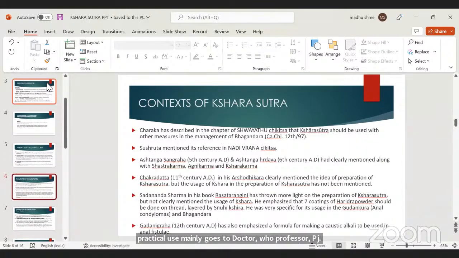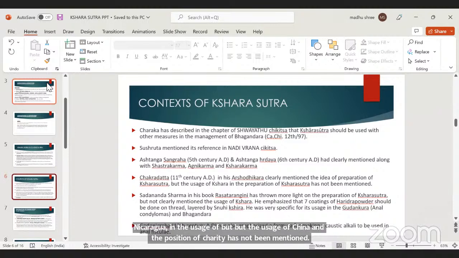Context of Kshara Sutra. In Charaka Samhita, Kshara Sutra is described in the chapter of Shvayathu Chikitsa, that is, Kshara Sutra should be used with other measures in the management of Bhagandhara. Sushruta mentioned its reference in Nadi Vrana Chikitsa. Ashtanga Sangraha and Ashtanga Hridaya clearly mention it along with Shastra Karma, Agni Karma, and Kshara Karma. Chakradatta in his Arshochikitsa clearly mentioned Kshara Sutra, but the usage of Kshara in the preparation of Kshara Sutra has not been mentioned there.